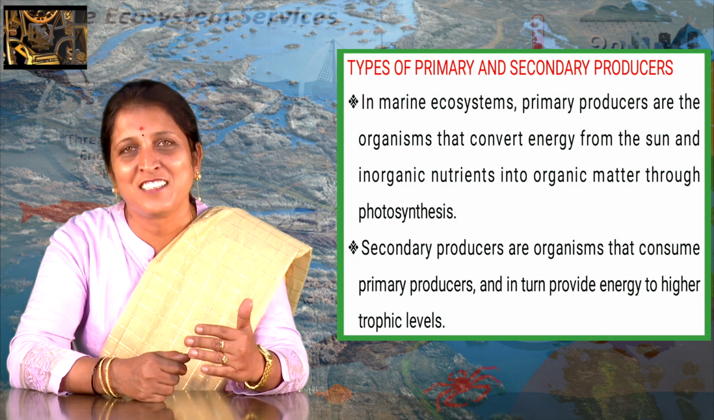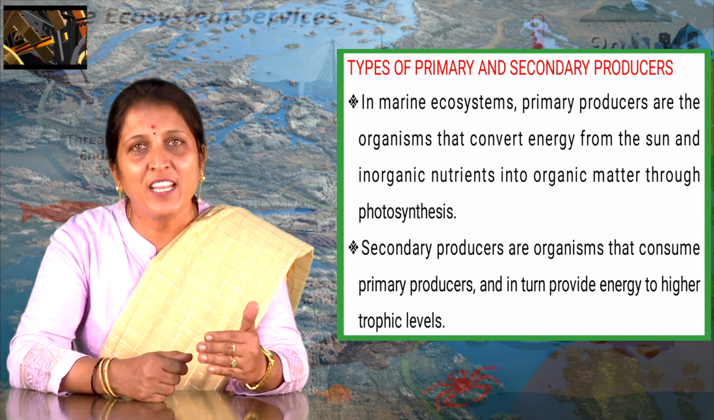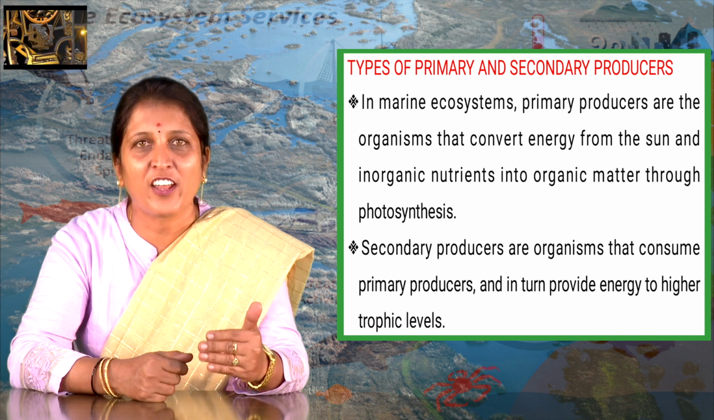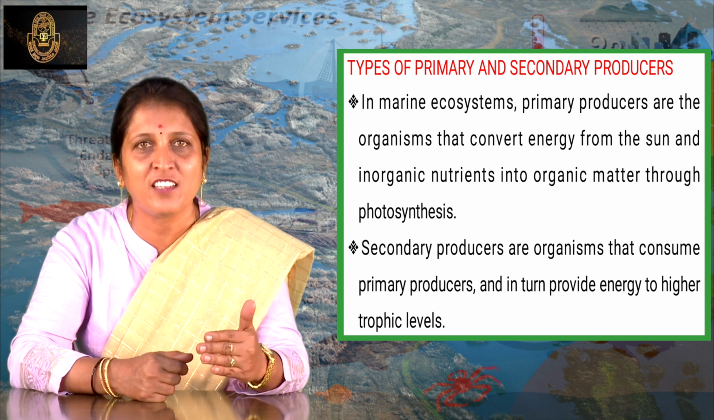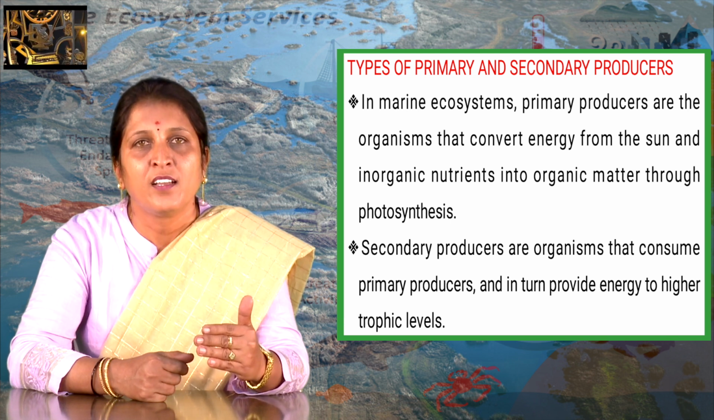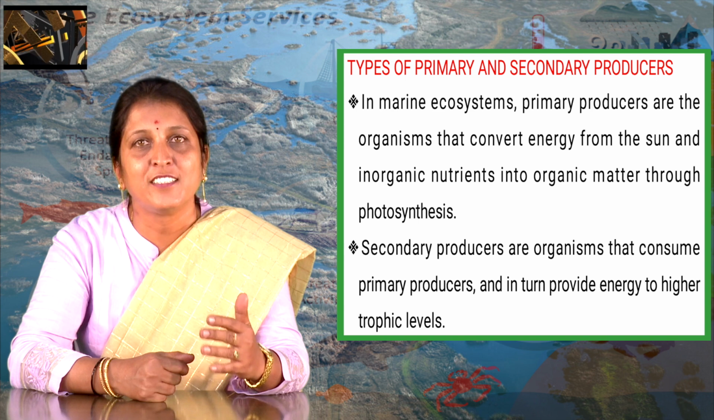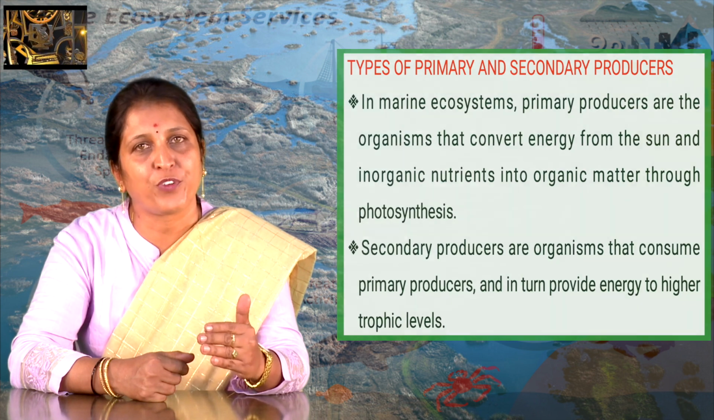Dear learner, the deep sea ecosystem is the least productive ecosystem. The secondary productivity in the deep sea is limited, with low light levels and a lack of nutrients limiting the growth of primary producers. Dear learner, now we move to know about types of primary and secondary producers. In marine ecosystems, primary producers are organisms that convert energy from the sun and inorganic nutrients into organic matter through photosynthesis. Secondary producers are organisms that consume primary producers and in turn provide energy to higher trophic levels.